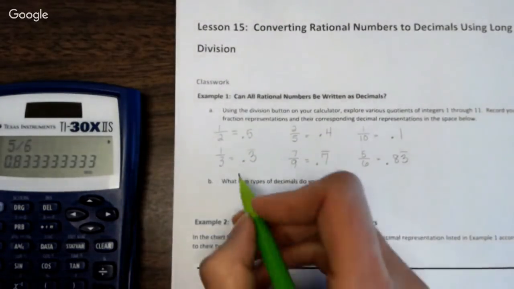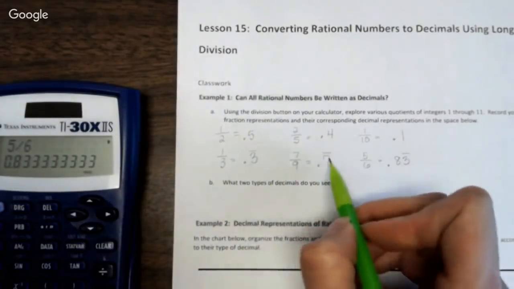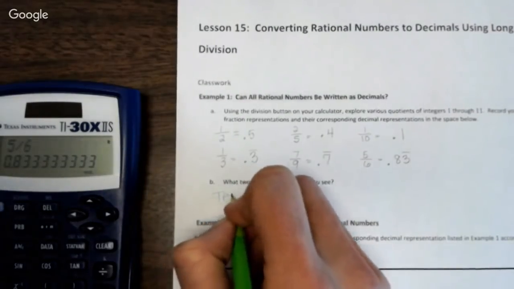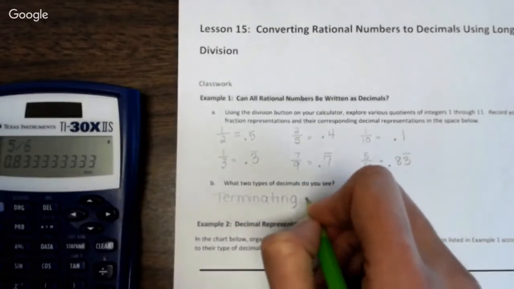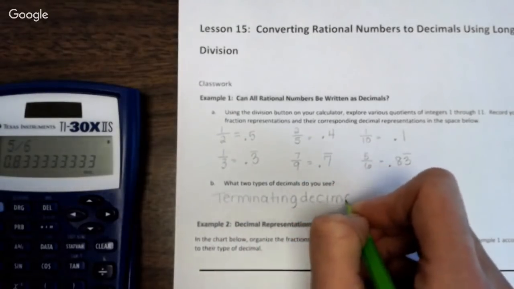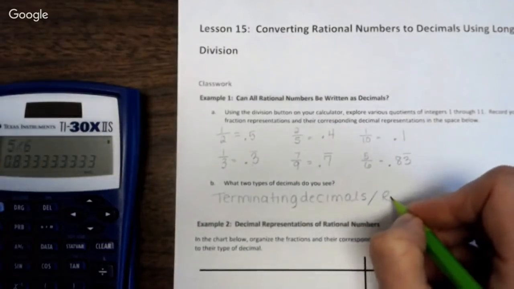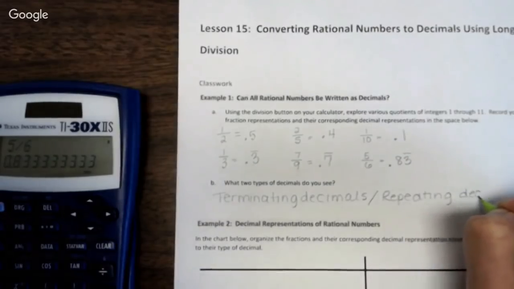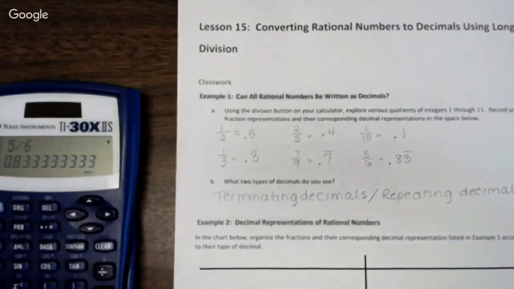All right, so what kind of decimals do we see? Well, we see ones that stop and we see ones that repeat. So we call the ones that stop terminating decimals. Terminate means to stop, and we see repeating decimals. Those are ones that repeat the same number over and over.